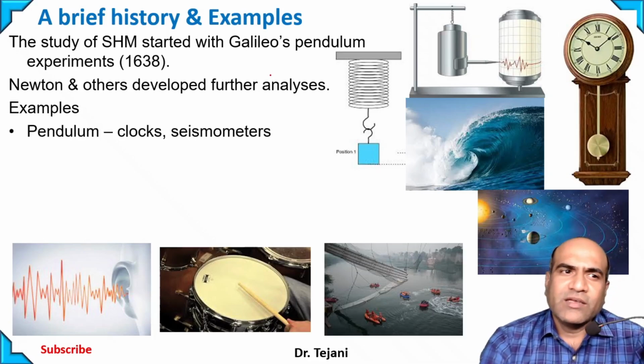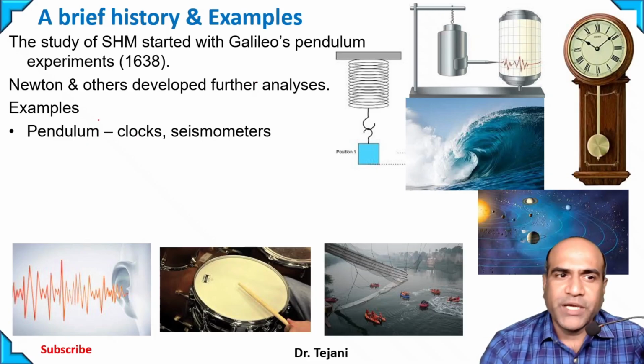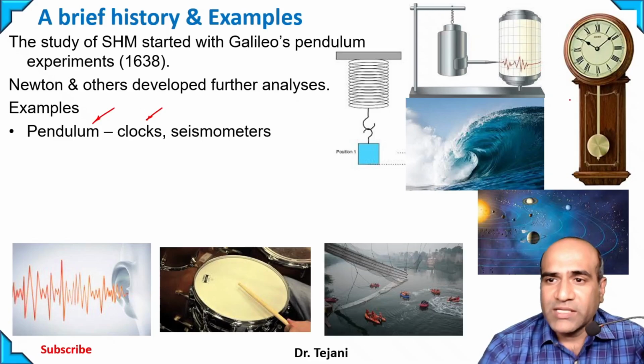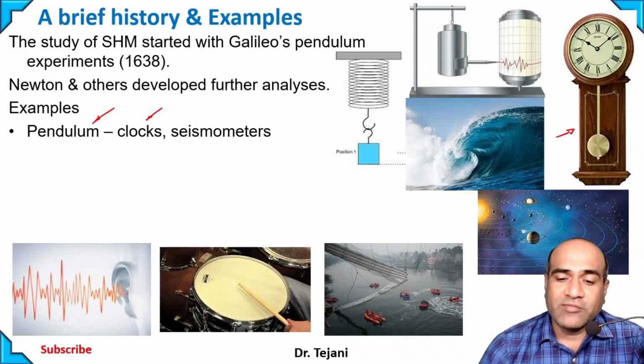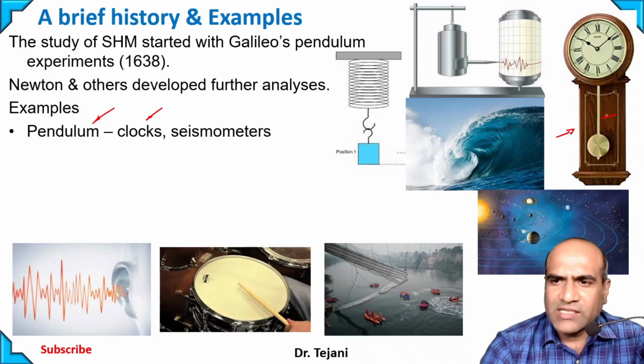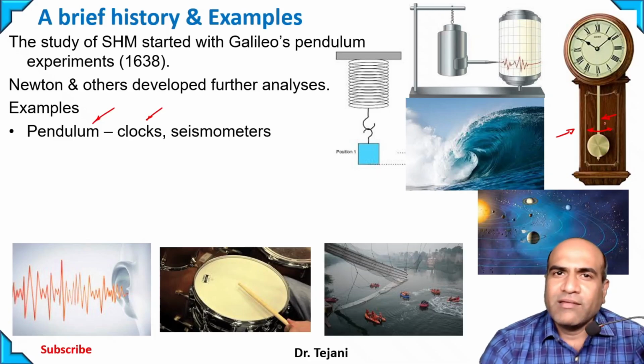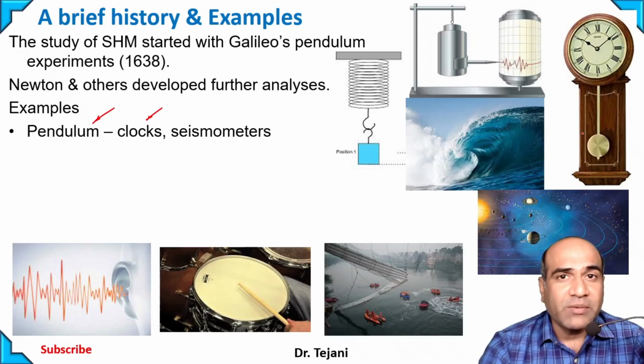We have a pendulum, which can be an example of a clock, or maybe a seismometer. You can see the clock on the right hand side. We must have seen this kind of pendulum oscillating in both directions, and it is quite good to watch. That movement is not a linear movement. It is not a projectile motion. That comes under simple harmonic motion.